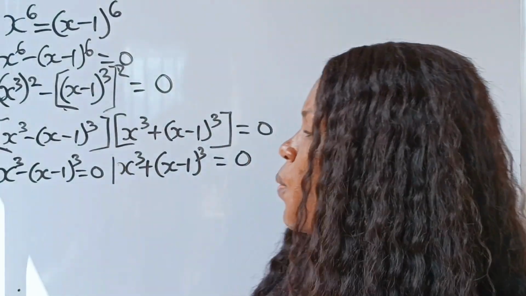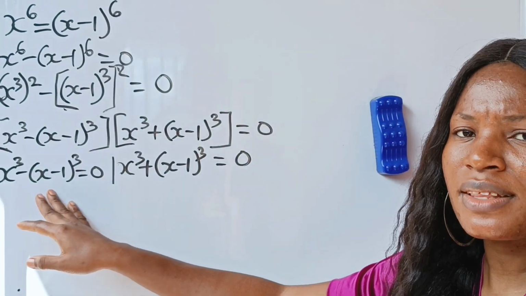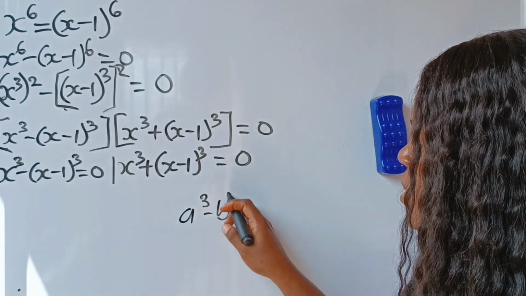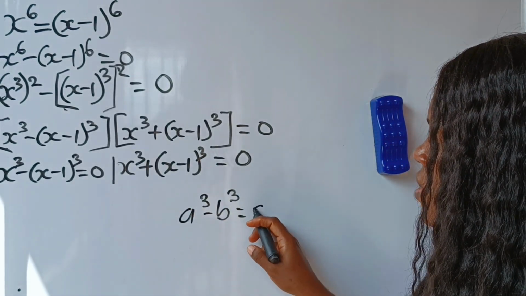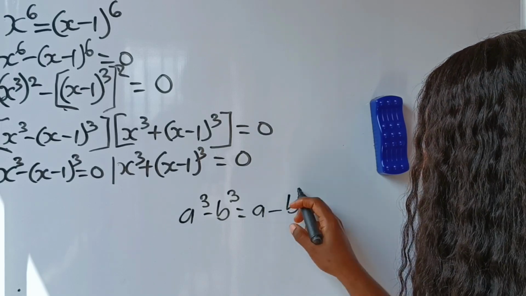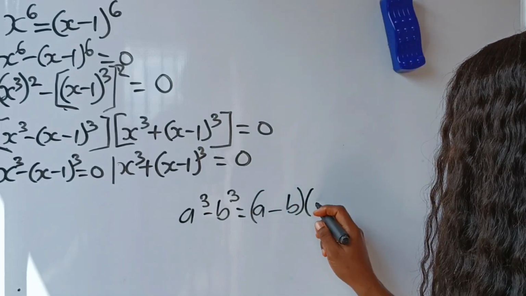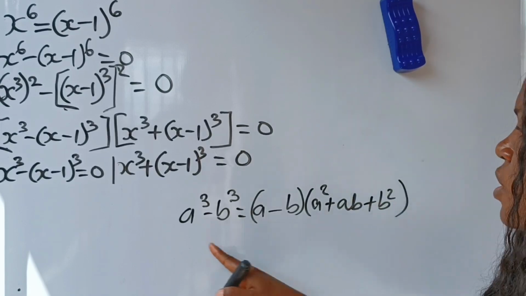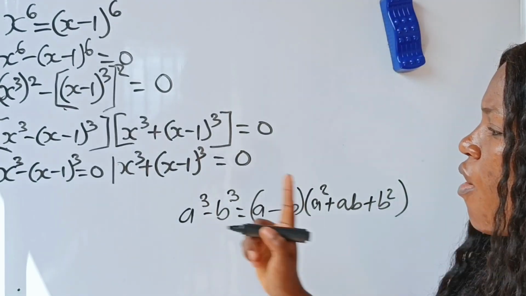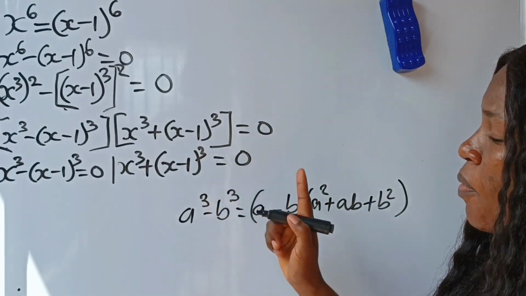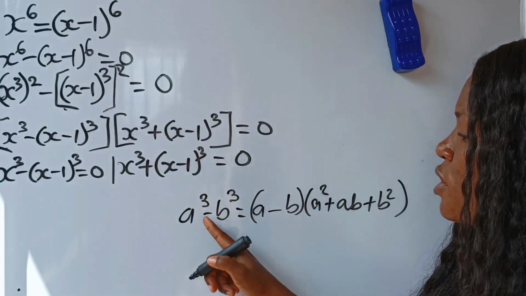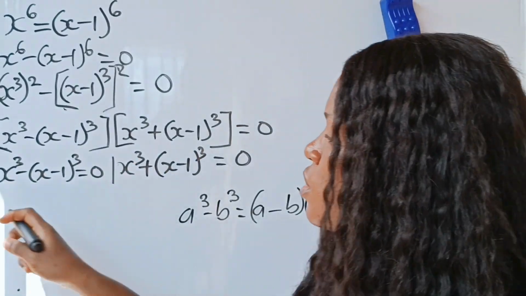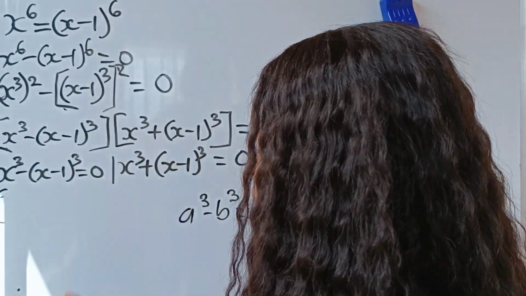Now for this one, we have an algebra identity that states that a to the power of 3 minus b to the power of 3 is equal to (a minus b) multiplied by (a squared plus ab plus b squared). So that is the algebra identity for a cubed minus b cubed. So it's going to be a minus b, and our a is x, our b is x minus 1. So we are going to write the first bracket as a minus b.